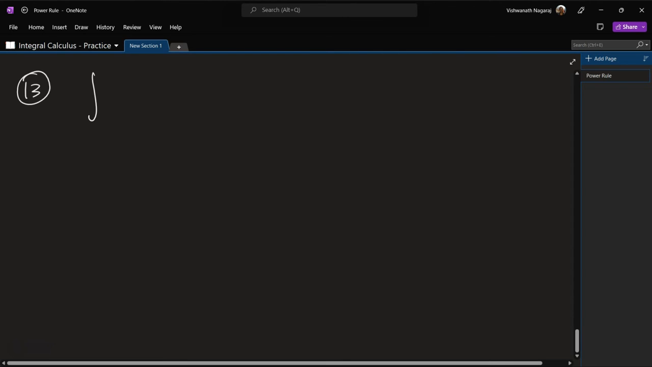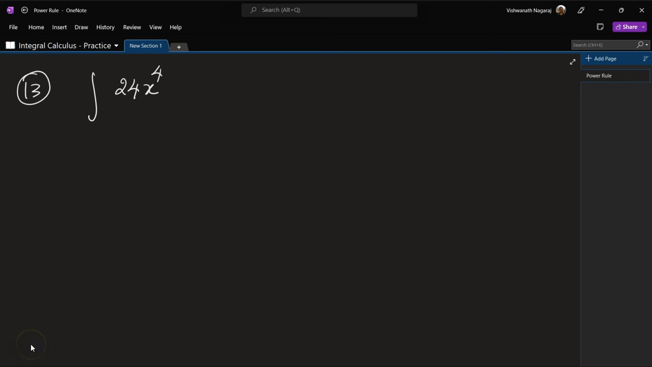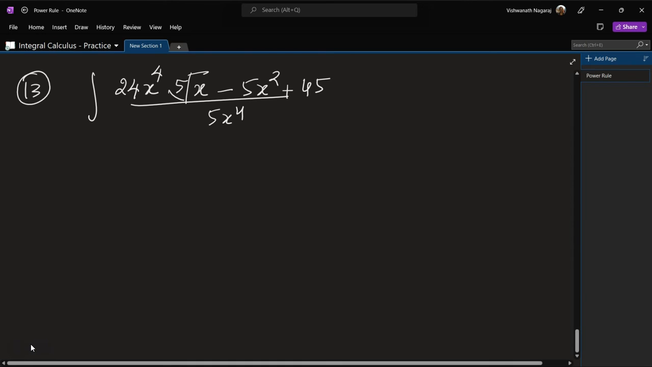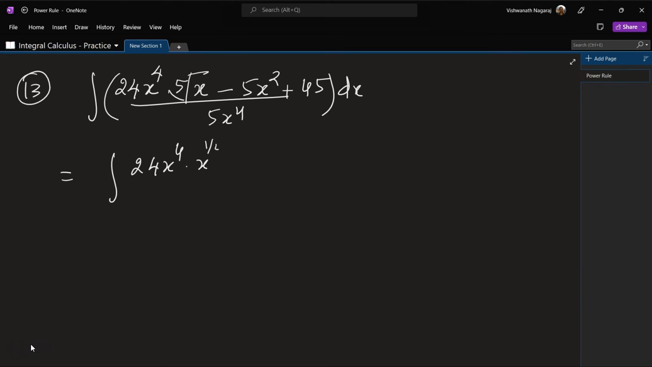Because the next problem is a little bit more cumbersome when you look at it. Fifth root of x minus 5x square plus 45 divided by 5x to the power of 4 dx. Looks very cumbersome, right? But again, remember, it's pretty straightforward. 24x to the power of 4. This fifth root can be written as 1 by 5 minus 5x square plus 45. This 1 by 5, we can take it out.